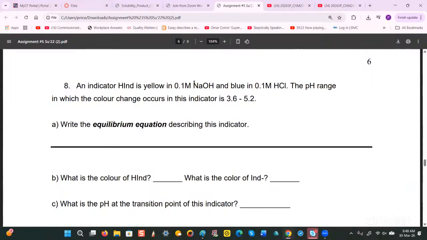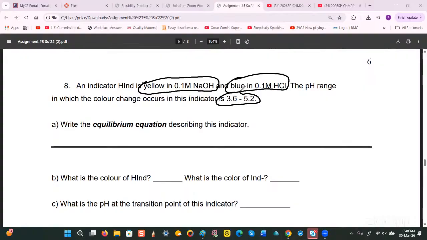It's actually using the same colors that I mentioned before. It says that this indicator, HIND, is yellow in 0.1 molar sodium hydroxide and blue in 0.1 molar HCl. And it says the pH range in which a color change occurs is 3.6 to 5.2. So please note it's yellow in base and blue in acid, and this is the pH range where the color change would occur.